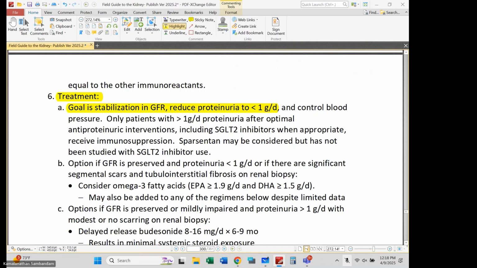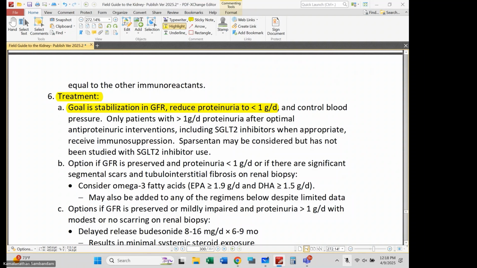3 despite antiproteinuric interventions. So that's where that divergence occurs. That's the decision point of where I start to treat. In IgA nephropathy, this divergence of outcome happens at 1 gram per day. So similar to these critical cut points in membranous nephropathy and the idiopathic nephrotic syndromes, where it's around 3, in IgA nephropathy it's around 1.